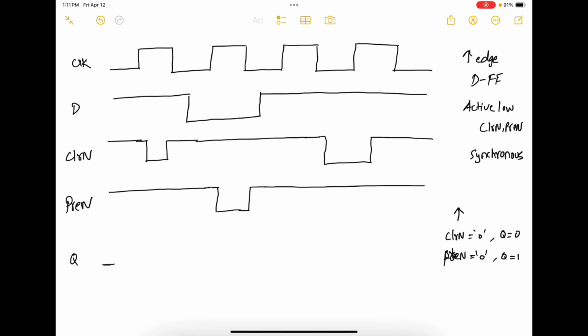Initially, Q is 0. So let's take the first rising edge of the clock. At the first rising edge of the clock, D is 1, ClrN is 1, and PreN is 1. So after a slight delay, output goes to 1.